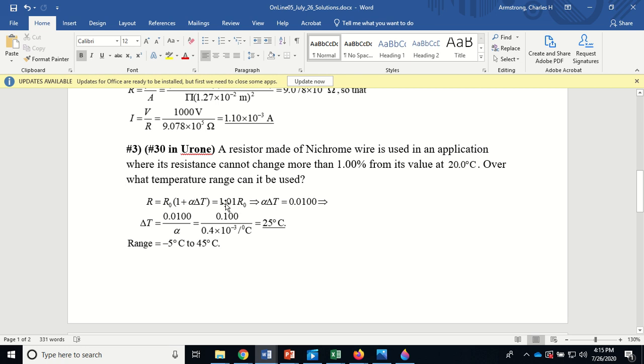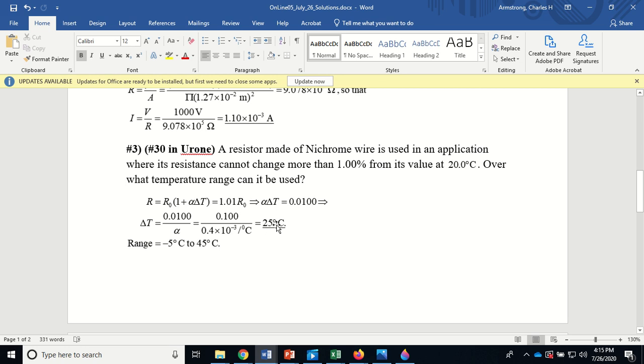So R can be at most 1.01 R0, which means alpha delta T equals 0.01. That'd be 1% of 1. Okay, that's the most it could change. So we solve for our delta T. How much can the temperature change? 0.0100 divided by alpha. We look it up in a table that's in the book. That'd be 1.00 divided by 0.4 times 10 to the minus 3 per degree Celsius. We get 25 degrees Celsius.